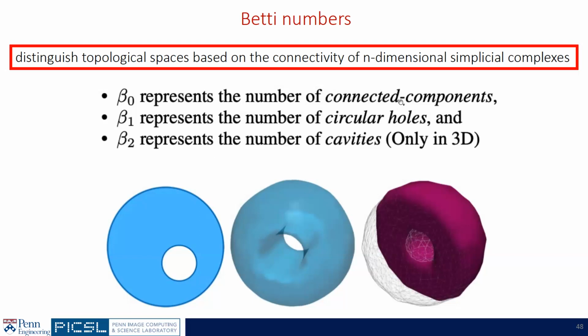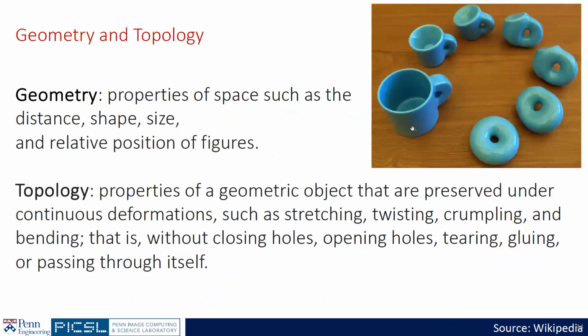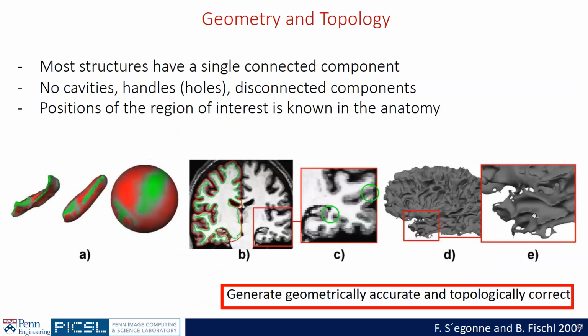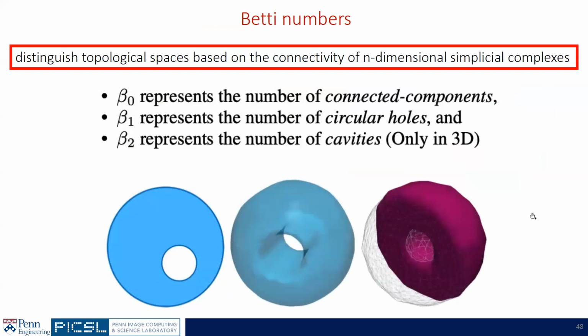So the number of connected components in an object, we can just call it, let's say, Betti number, whoever Betti was, Betti number B naught, right? The number of circular holes in, let's say, this particular surface, if we count all the number of holes, we would just call it beta 1 or Betti number 1, right? And then we can count the number of cavities in our segmentation, and we will just call it Betti number beta 2, right? We're just giving names for different kinds of simplicial complexes, or different kinds of these structures.